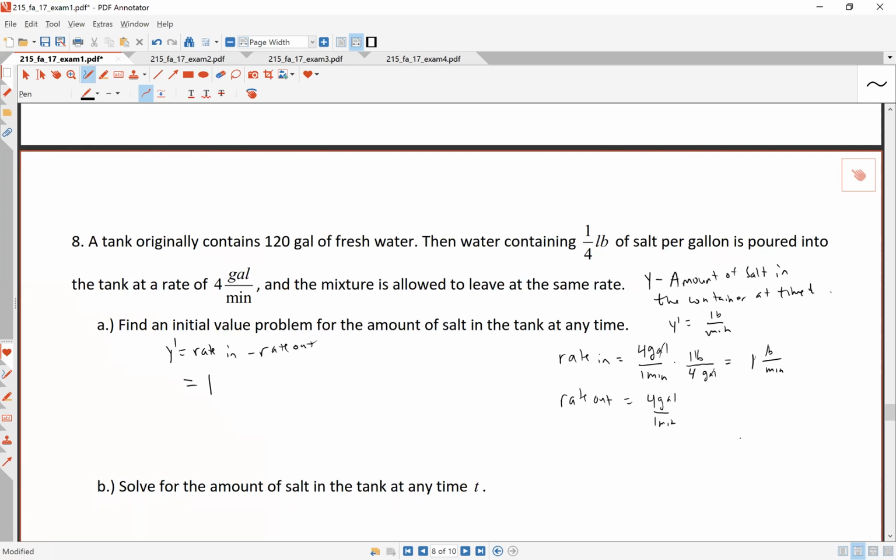But the water leaving the tank is variable. So we need to multiply by some kind of pound per gallon. And we know that y of t is the amount of pounds of salt. And so the concentration then is y pounds of salt for 120 gallons of substance in the tank. 4 goes into 120 30 times. And so now we have rate in minus rate out.